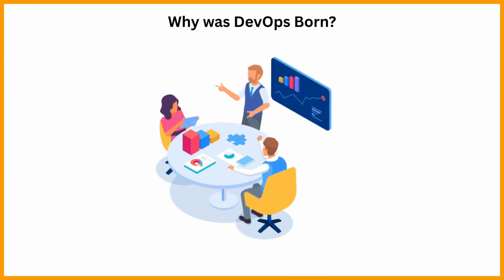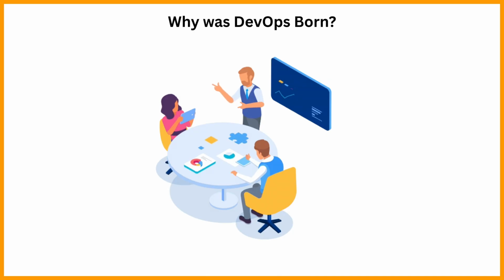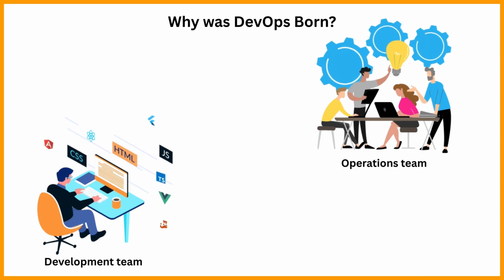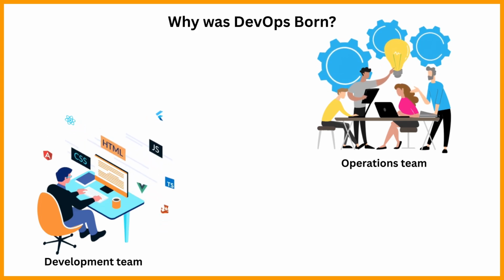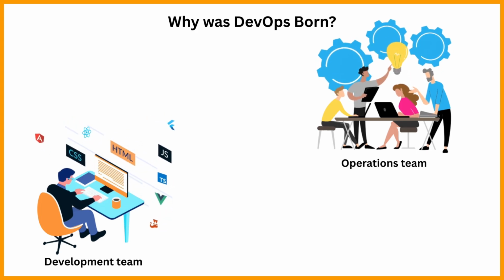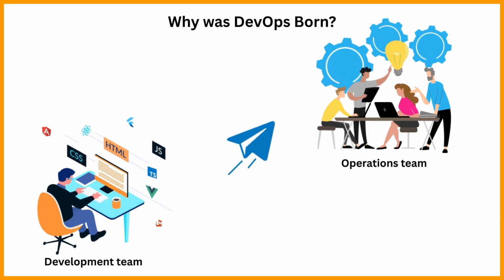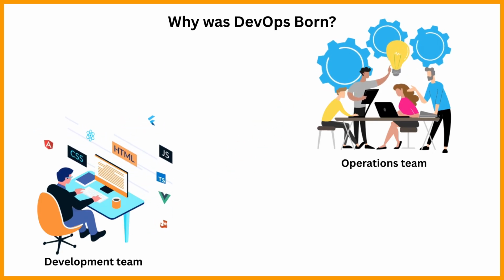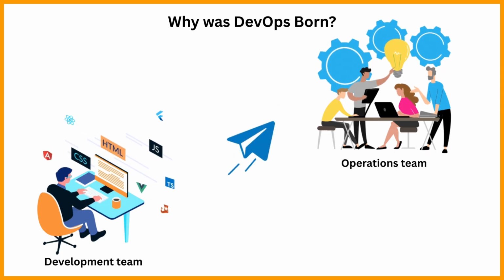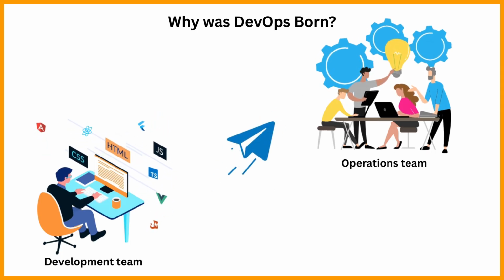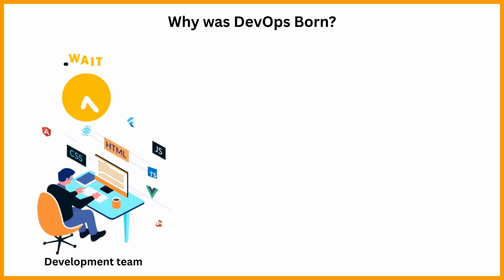In the early days of software development, two distinct teams handled the journey of an application: the development team and the operations team. Developers were responsible for designing, building, and coding the application. Once they were done, they would hand things over to the operations team, who tested, deployed, and maintained the application in production. This sounds logical, but in practice, it caused delays and inefficiencies.